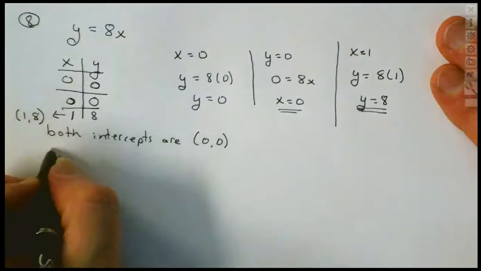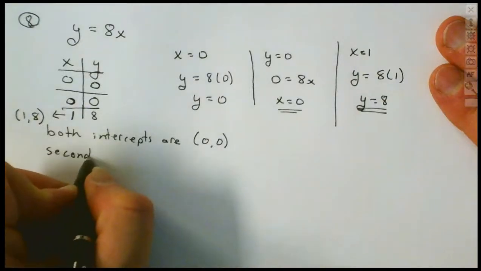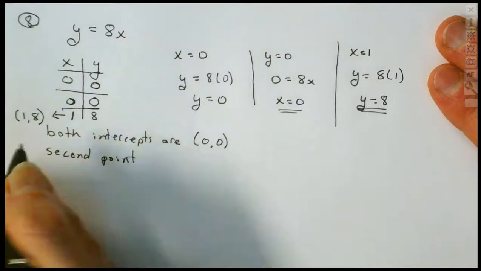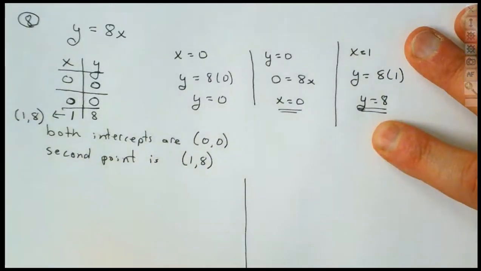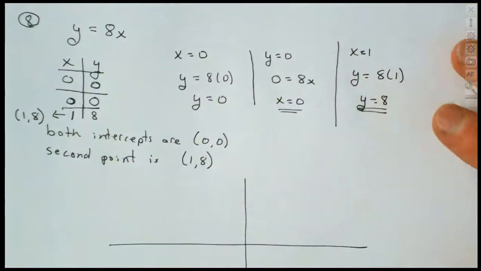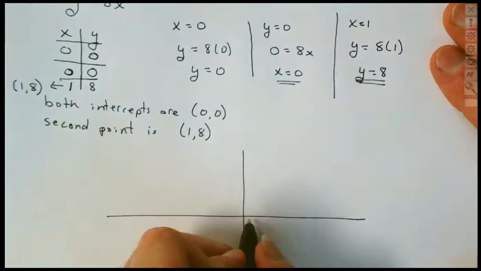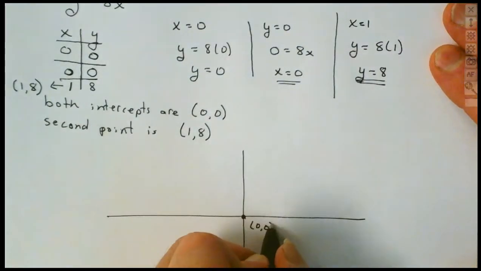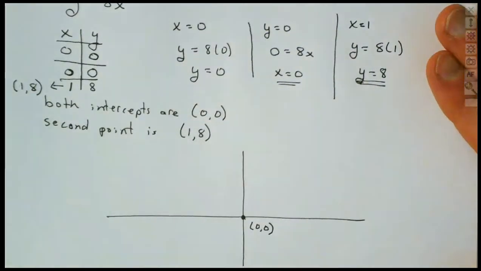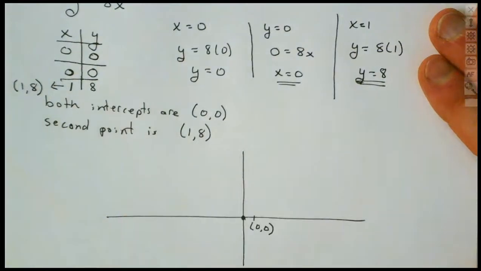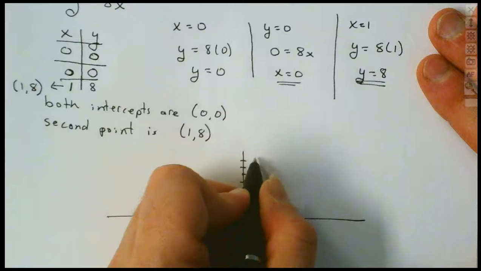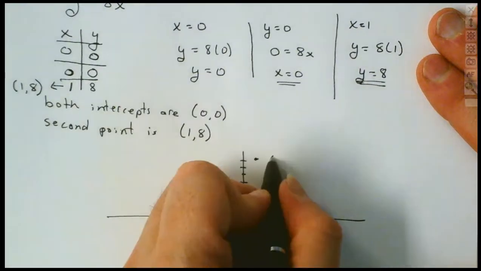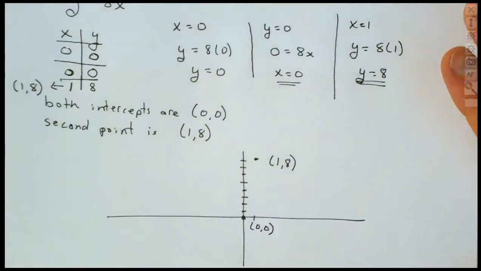So that second point is 1, 8. We've got the double 0, and then we have the second point, 1, 8. So that's over 1, and up 1, 2, 3, 4, 5, 6, 7, 8. And we can now connect these together.